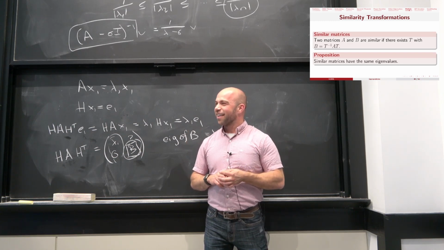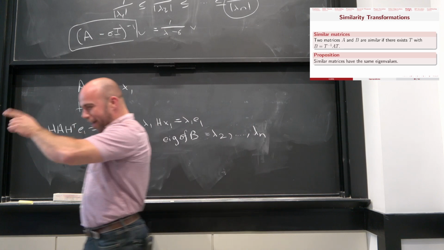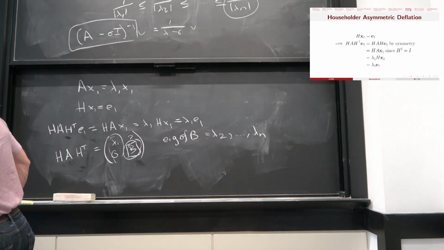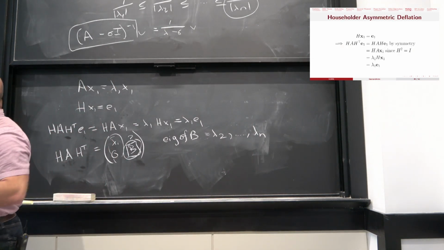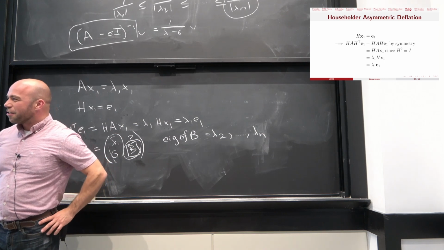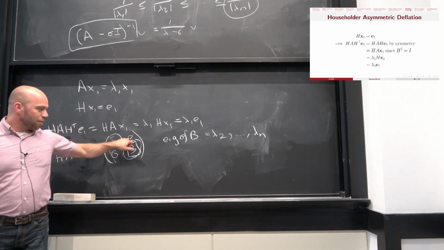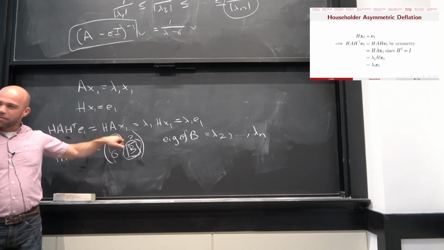Yes? Would you say this is an algorithm? Ah, great question. What is this called? This is called Householder asymmetric deflation. So it works even when A is not symmetric, it turns out, because it actually doesn't matter what's in this upper block here. It's obviously 0 if A is symmetric.